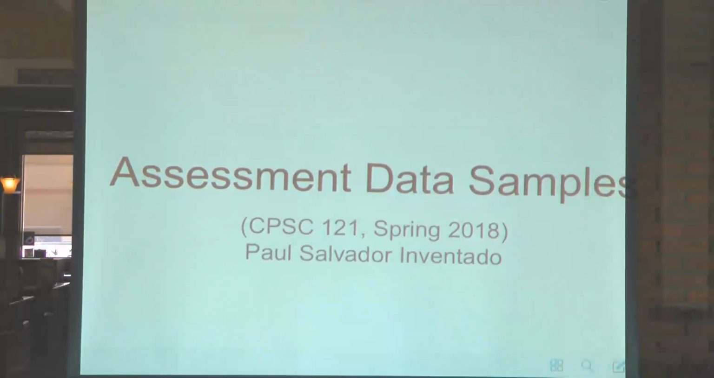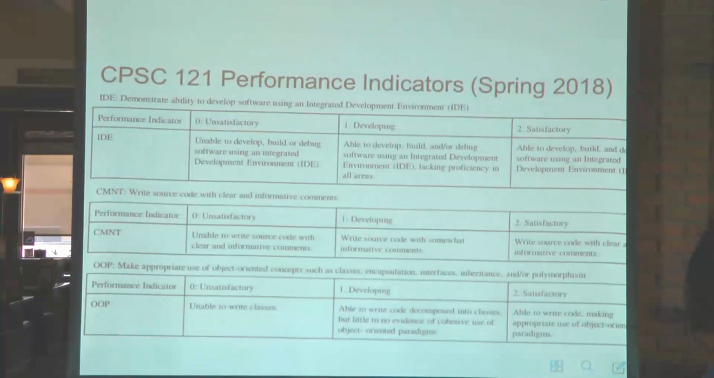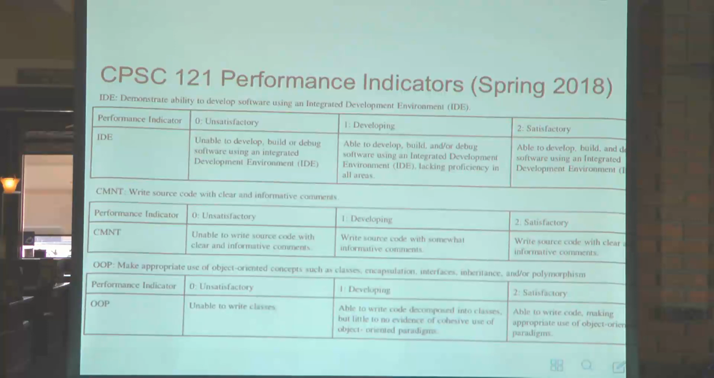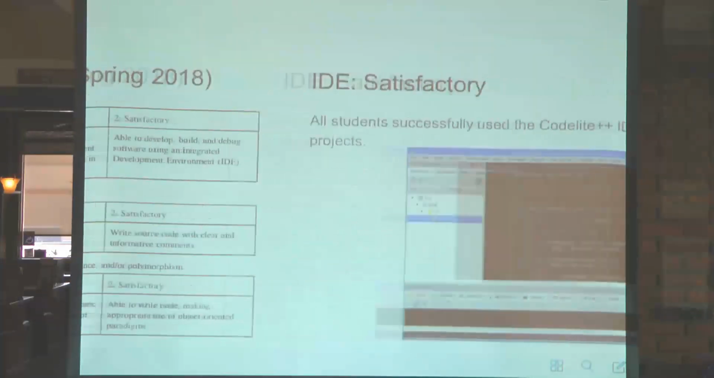Everyone's been talking about this, so I'm just going to focus on the samples that I use for the 121 class. 121 has 3 performance indicators, but I think it's already changed. Just like Yun, the IDE is also a performance indicator that we were measuring for 121. Then you have the comments and object-oriented programming, or OOP.